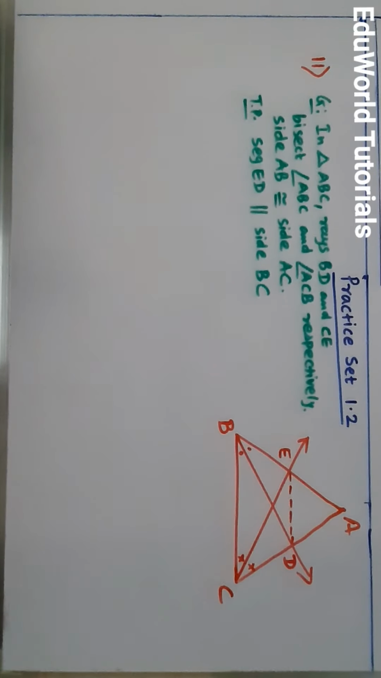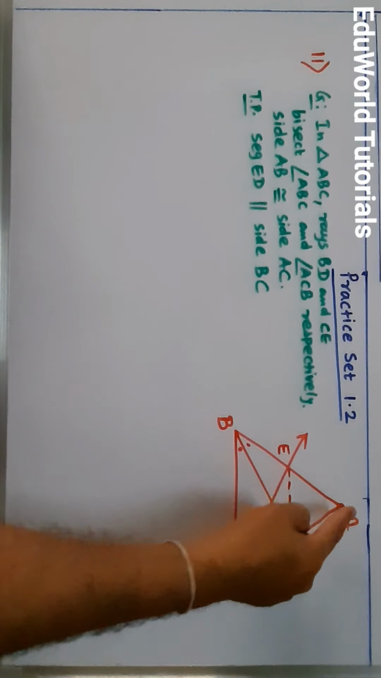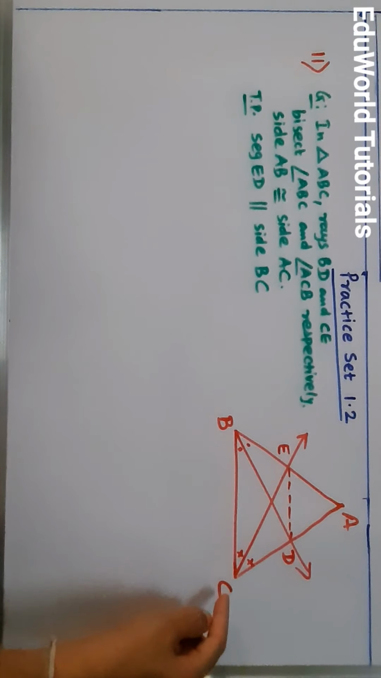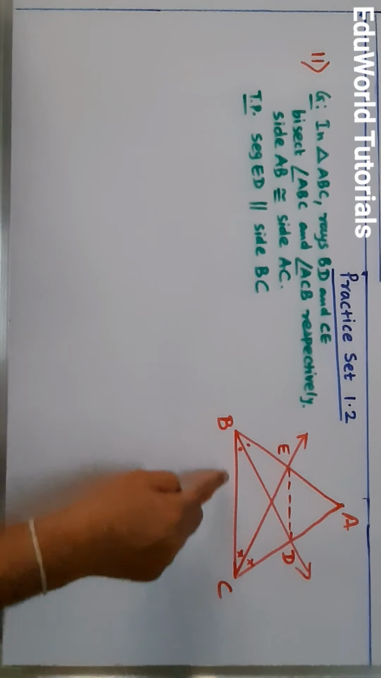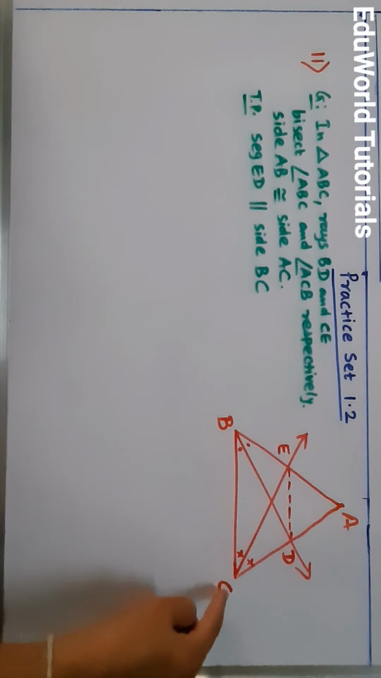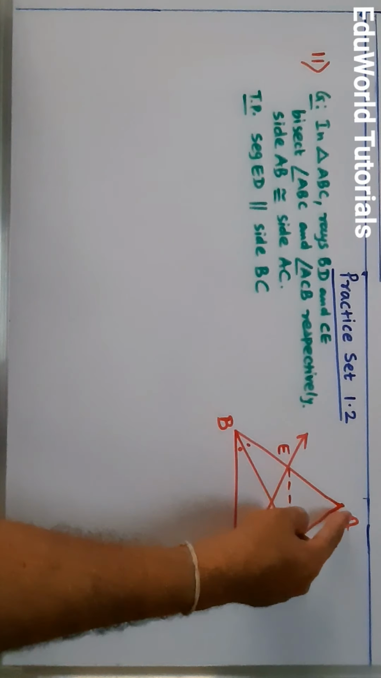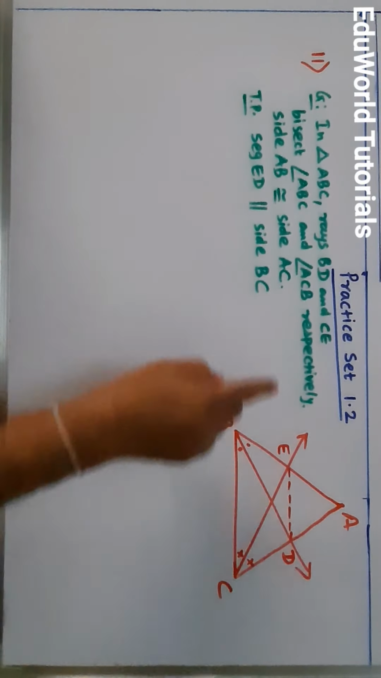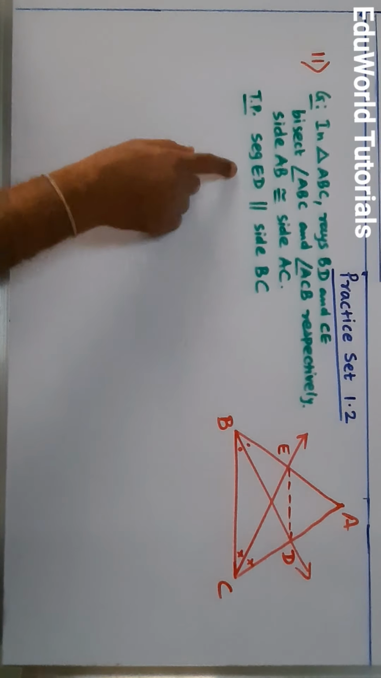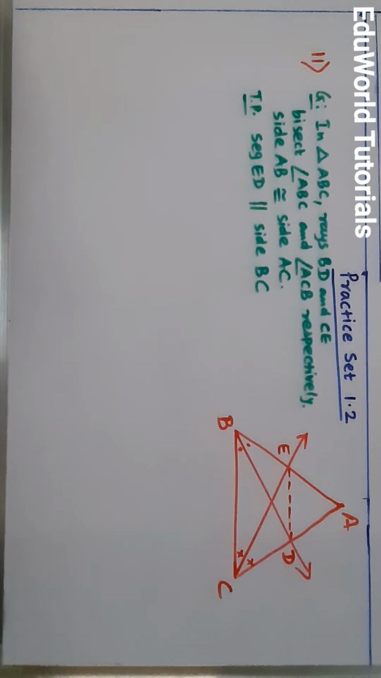So students, you are seeing in 11th sum we are given triangle ABC. Ray BD is bisector of angle ABC. Ray CE is bisector of angle ACB. Points D and E lie on sides AC and AB respectively. Also, side AB is congruent to side AC. That means triangle ABC is an isosceles triangle. We have to prove that segment ED is parallel to side BC.